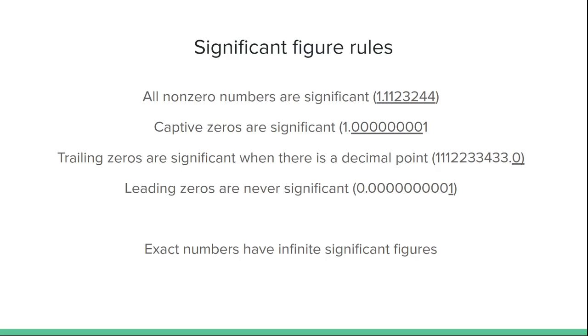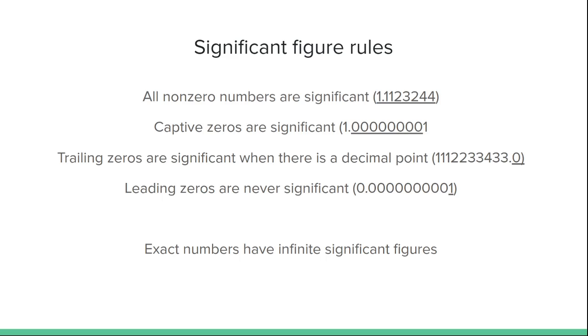All non-zero numbers are significant. Captive zeros are significant. Trailing zeros are significant when there is a decimal point, and leading zeros are never significant. The final rule is that exact numbers have infinite significant figures, but we're going to discard that for now as we're going to be using dice as our example.